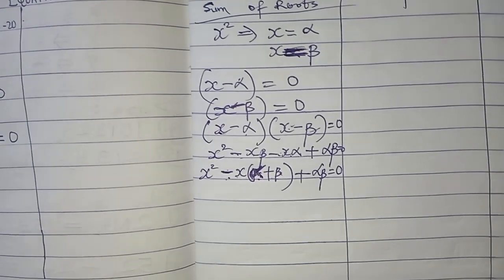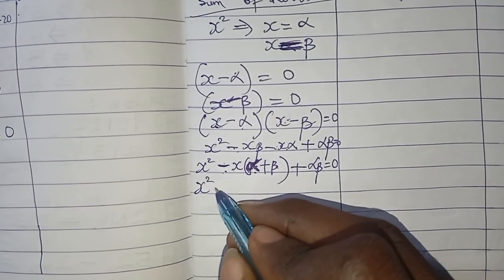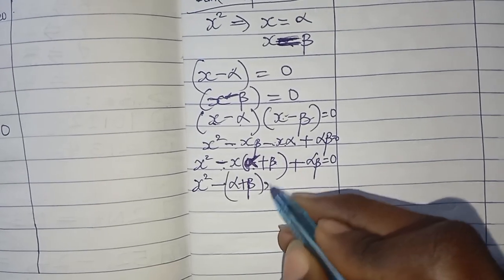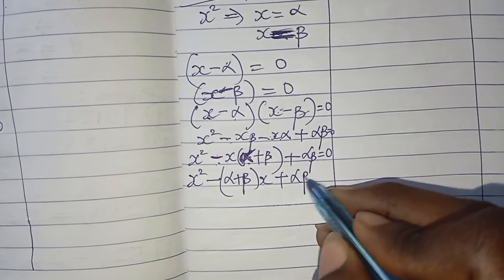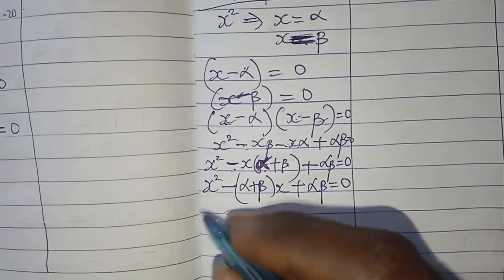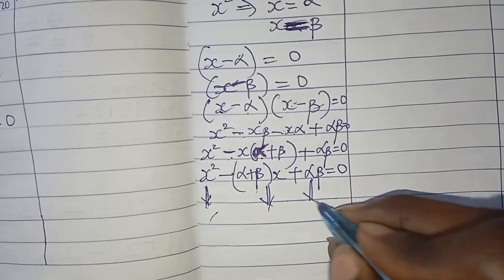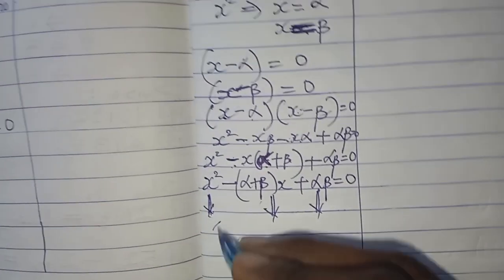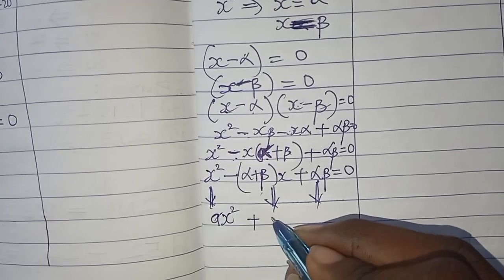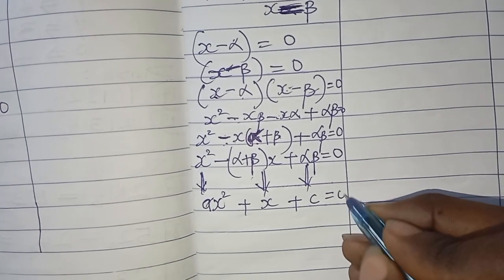So you can very well see that this can be the same thing as saying x squared minus alpha plus beta x plus alpha beta equals to 0. So we now compare this. We now compare this with the standard quadratic equation. And standard of quadratic equation is simply ax squared plus bx plus c equals to 0.